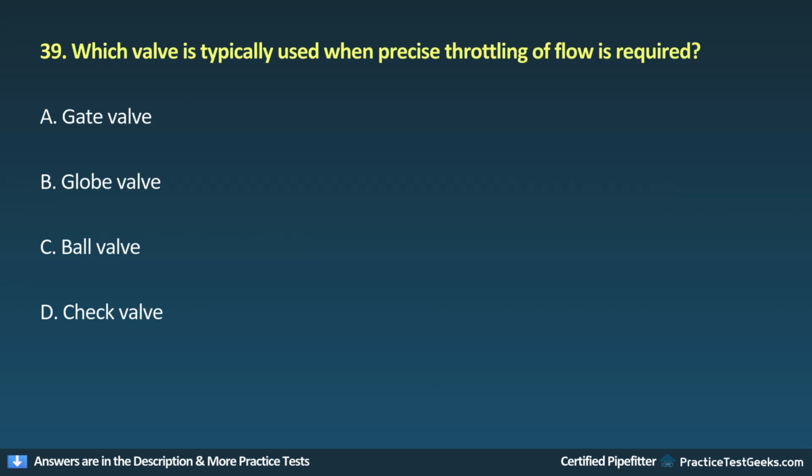39. Which valve is typically used when precise throttling of flow is required? A. Gate valve. B. Globe valve. C. Ball valve. D. Check valve.